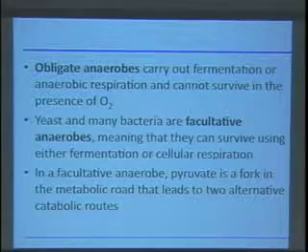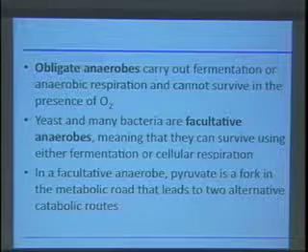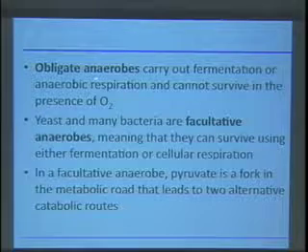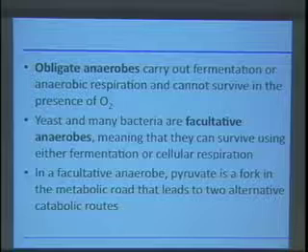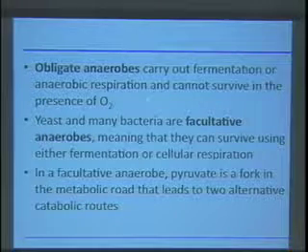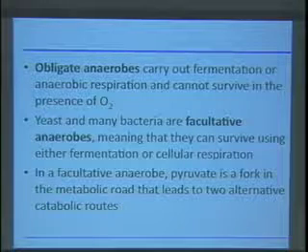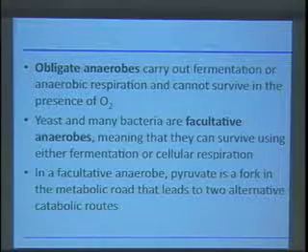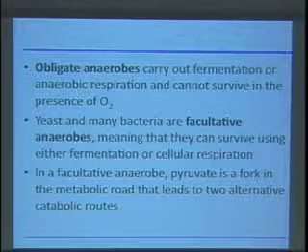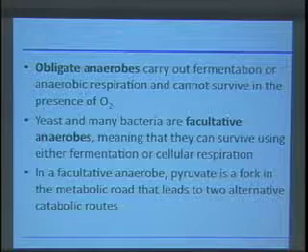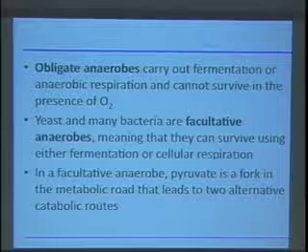All right, and so different cells have different abilities to use these pathways. We can define obligate anaerobes as organisms that carry out fermentation or anaerobic respiration only, and they actually can't survive in the presence of oxygen. So, these are organisms that have basically evolved to grow in an environment where they have no access to oxygen, and if they get exposed to oxygen, they get poisoned and they're killed, right? So they can't survive in the presence of oxygen.